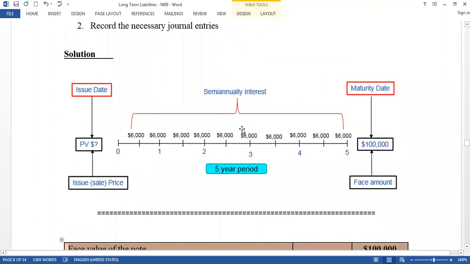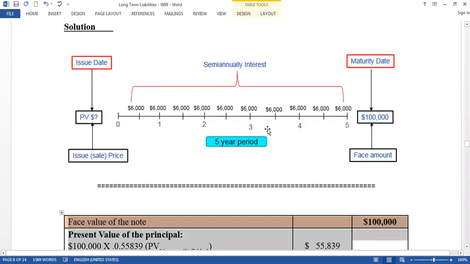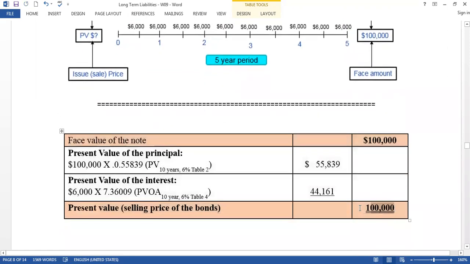based on this diagram, we are going to record some journal entries. Mainly, in every year we have two journal entries. For example, this is year one. The first journal entry is how much cash you receive today. The present value means how much cash we receive today, right? And what is the value of our bond? According to this question, we receive $100,000. And our liability is also $100,000, right? Because 5 years later, I am liable to pay this money, $100,000. And I receive cash of $100,000 today.